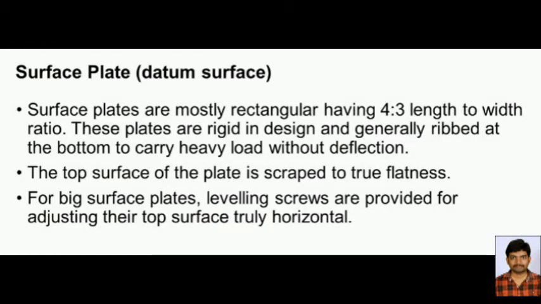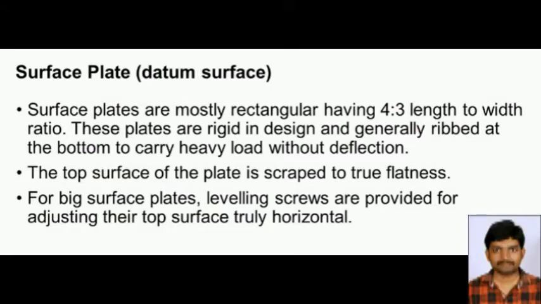Now, in machine shops, surface plates are normally used as datum surfaces. Surface plates are mostly rectangular, with a 4:3 length to width ratio. These plates are very rigid in design, and they are ribbed on the bottom surface so that no warping takes place when heavy loads are placed on them. The top surface of the plate is scraped to true flatness. A lot of care is taken during the manufacturing of these surface plates.